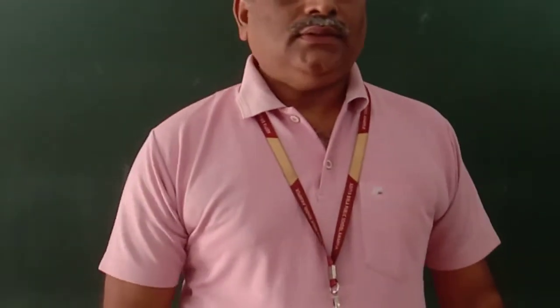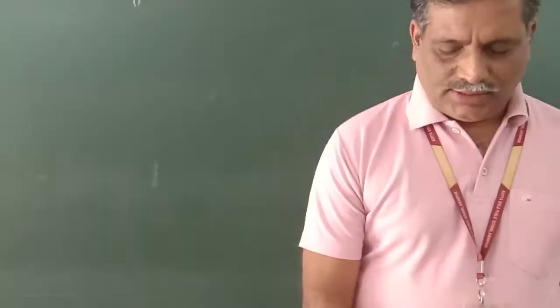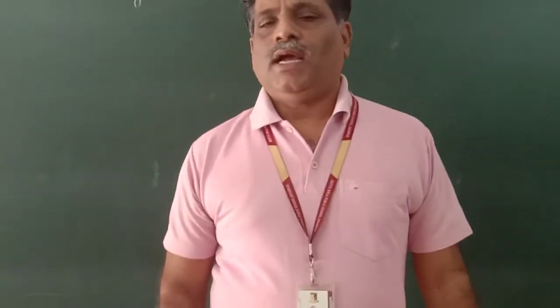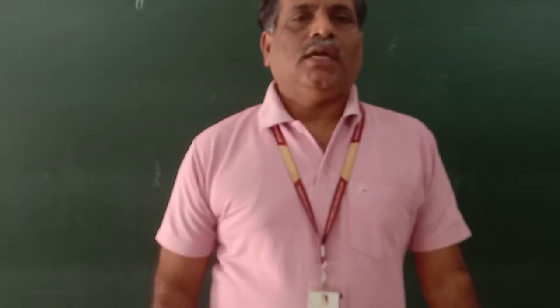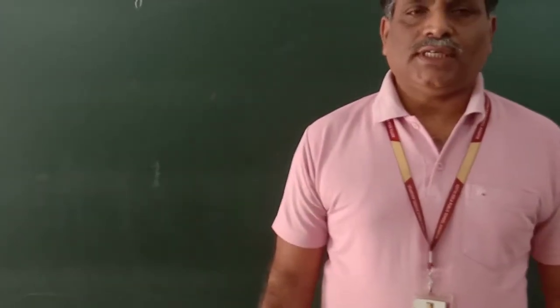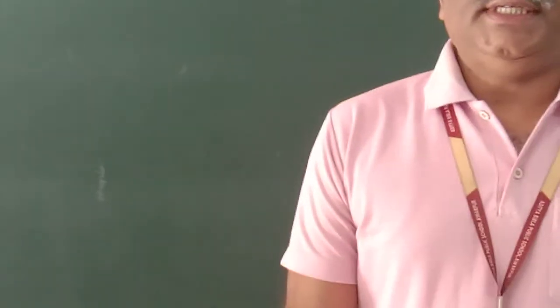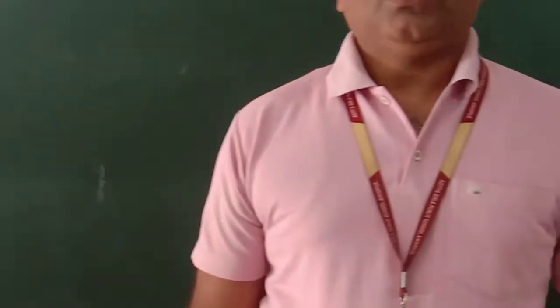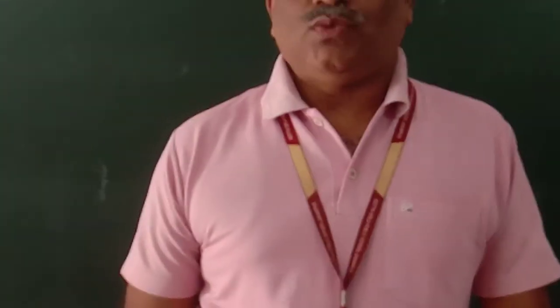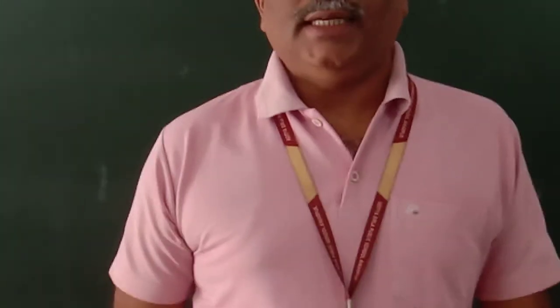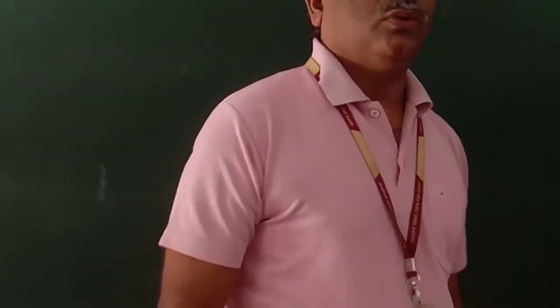Good morning, friend. Yesterday we discussed current electricity and the introductory part about it. Today we are going to discuss 3.3, which is current through conductors. Already you are familiar with this, but once again we will discuss in detail how the current flows through the conductor.